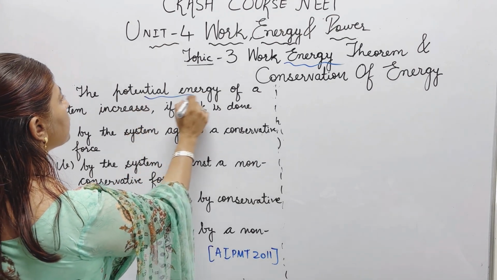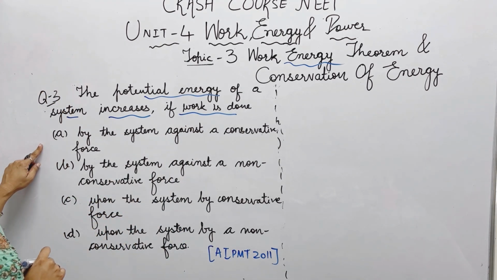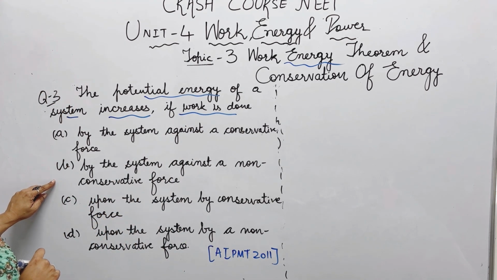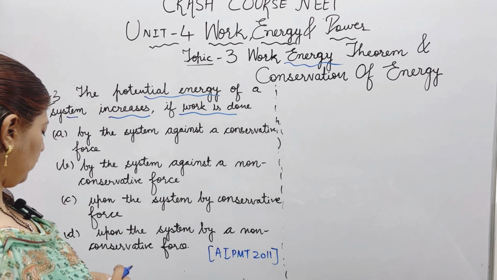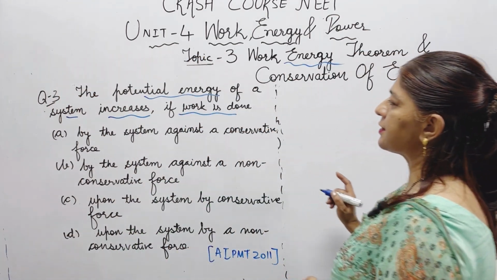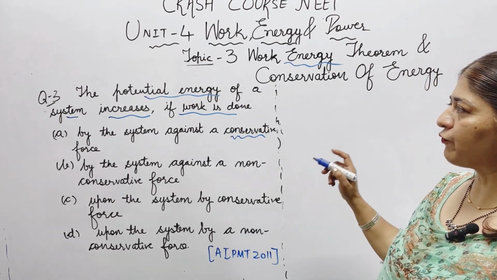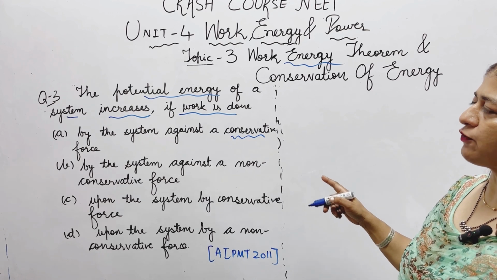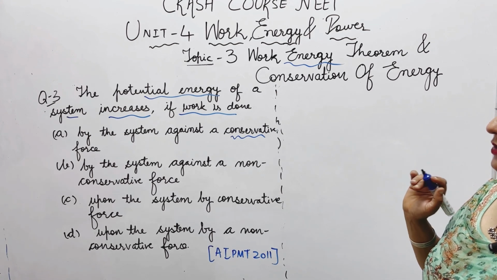The potential energy of a system increases if work is done by the system against a conservative force, by the system against a non-conservative force, upon the system by conservative force, or upon the system by a non-conservative force. This question has come in All India PMT 2011. To answer this question, we have to understand the concept of conservative forces, because when we answer what conservative forces are and how that is going to change potential energy, we can answer this question.